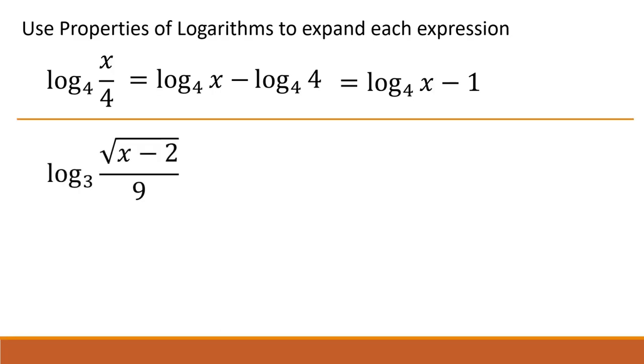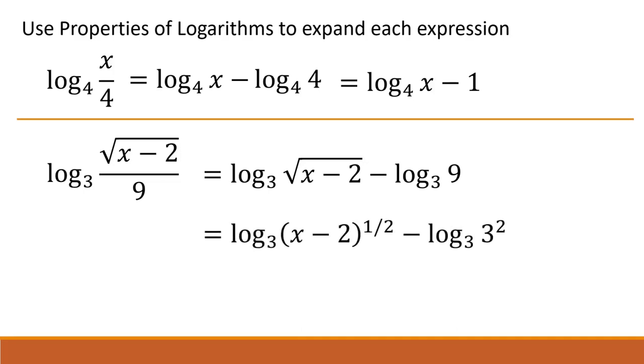Now let's expand this expression. We can see that we have a log of a quotient, so we can rewrite that as a difference of logs. Now let's rewrite the square root of x minus 2 and the 9 using exponents. Now we'll use properties of logs to finish up our problem.